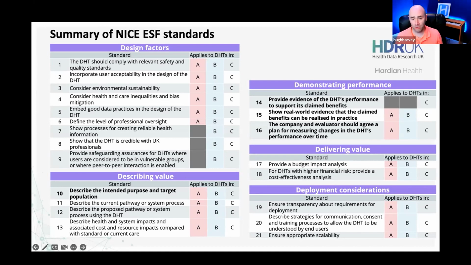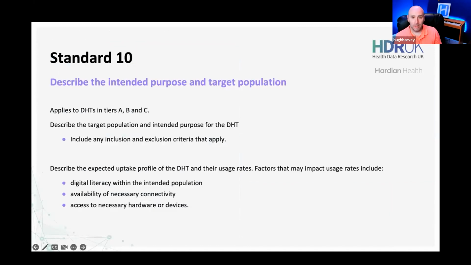And I'll briefly touch on standards 17 and 18. It is recommended that you show value through budget impact modeling, or if you are a higher financial risk device, a cost effectiveness analysis. And again, I'll refer you back to our health economic webinar to go into those in a bit more detail. So we'll go to the next slide. So let's dive into some of those standards that we highlighted in a bit more detail.